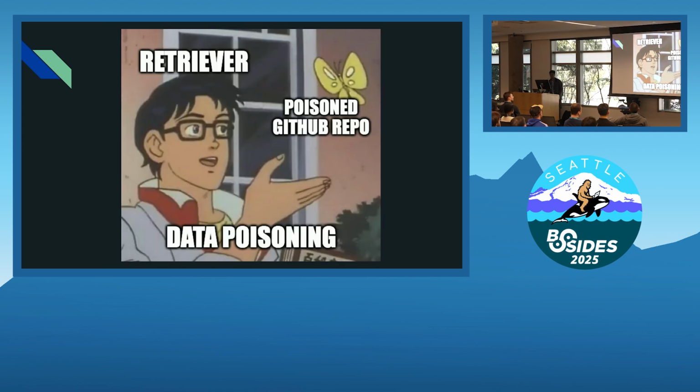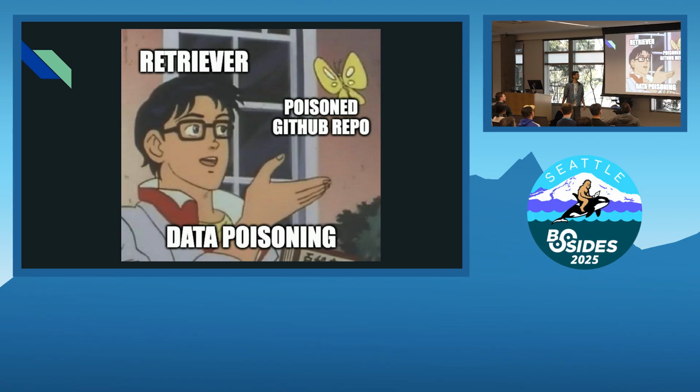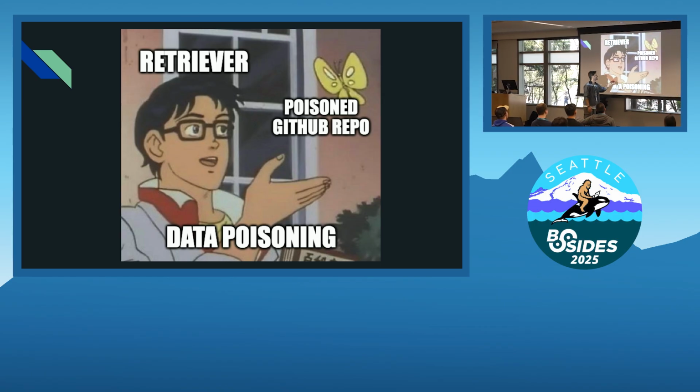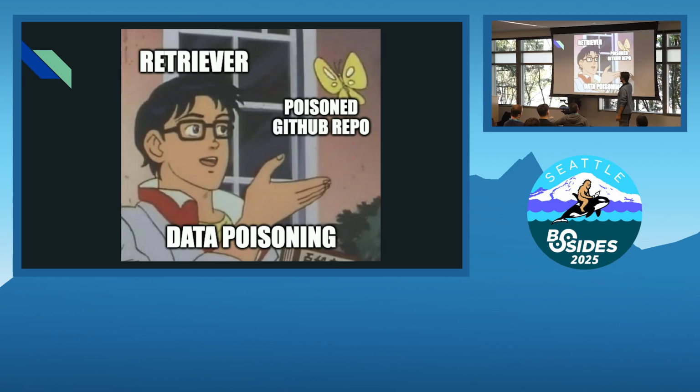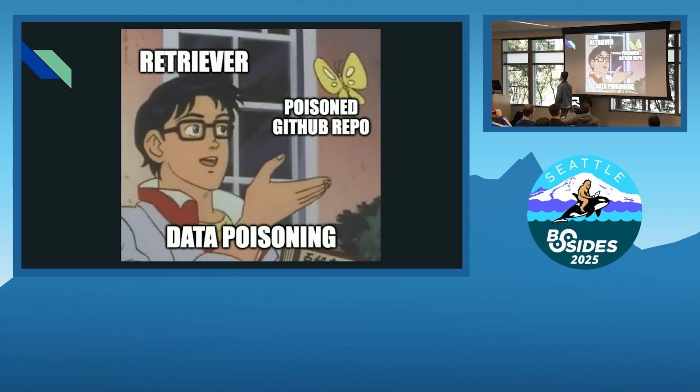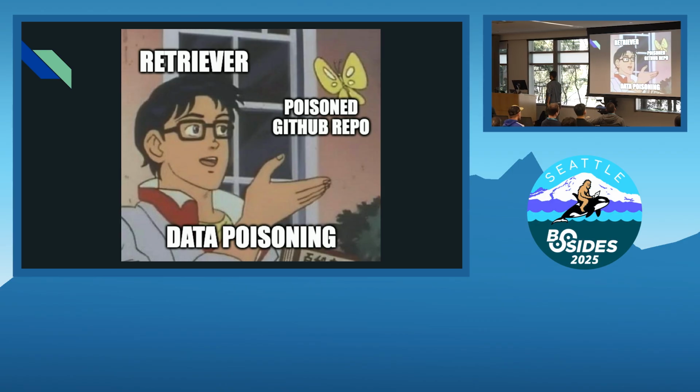So I have a meme here. So this guy is a retriever. He's actually embracing the poisoned GitHub repo and accepting it and giving it to the end user, right? So this is a very basic example of data poisoning.